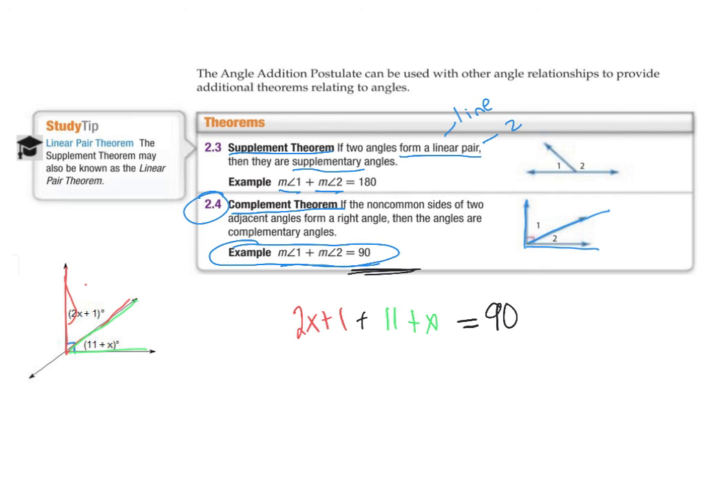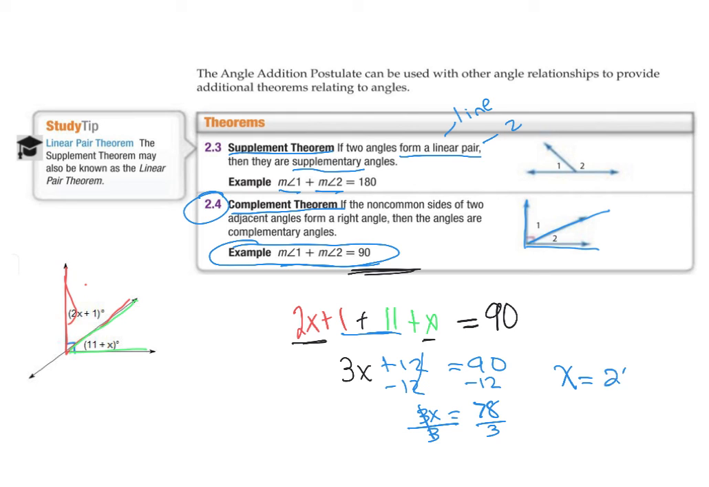So now I'm going to use my algebra skills and combine like terms. 2x plus x will give me 3x. 1 plus 11 will give me 12. Subtract 12 from both sides. 3x equals 90 minus 12, which is 78. And now I need to divide by 3 on both sides. So x equals 26.